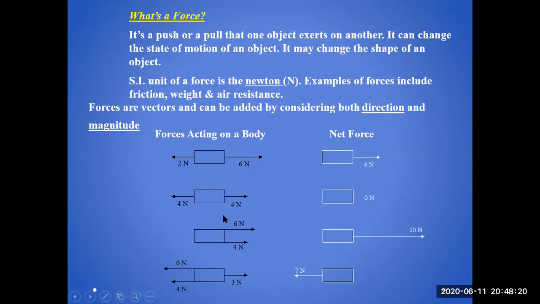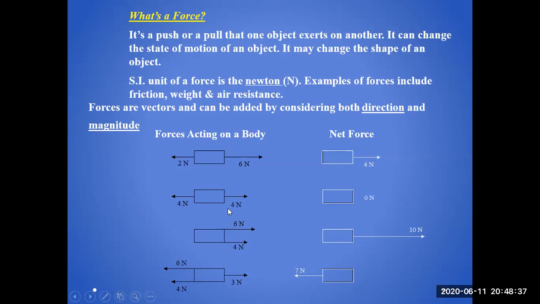And when both the forces act in opposite directions, the body will be moving in the direction of the larger magnitude force, that is 6. So after finding the difference, the net force is 4 Newton, and the body will be moving to the side of the larger force.